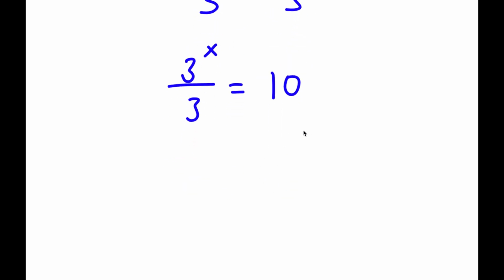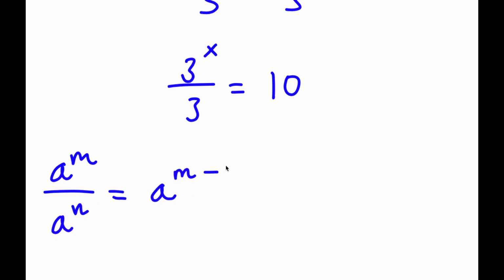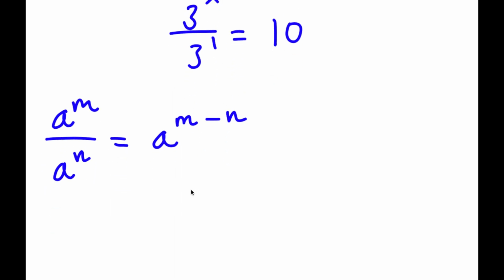Now, if you didn't already know, if I have something in the form a to the power of m over a to the power of n, this is equal to a to the power of m minus n. So 3 to the power of x over 3, well, 3 is the same thing as 3 to the power of 1. So I have 3 to the power of x over 3 to the power of 1 is equal to 10, and this simplifies to 3 to the power of x minus 1 is equal to 10.